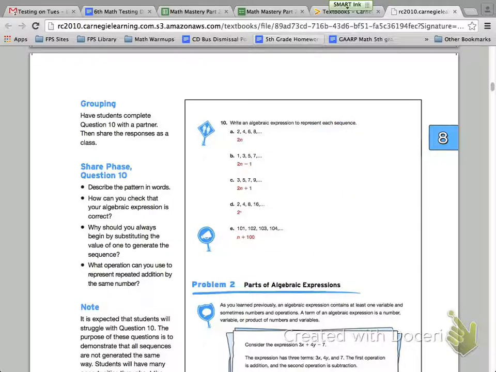The last example, letter E, starts at 101 and then goes 102, 103, 104. So if we look at the terms, the first term in the sequence is 101. So if it's the first term plus 100, that would equal 101. Look at 102. It's the second term in the list.